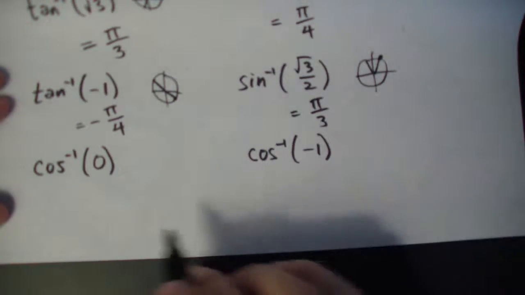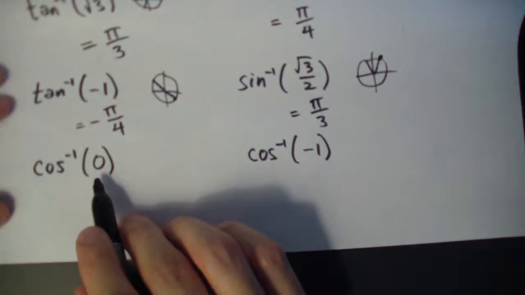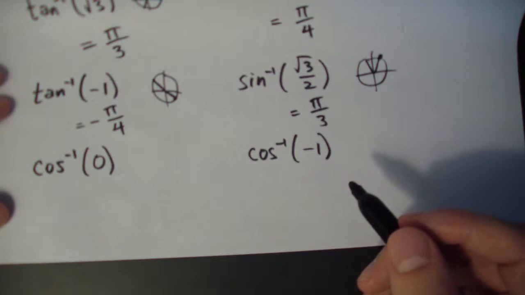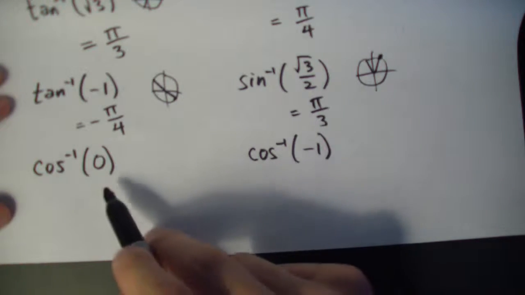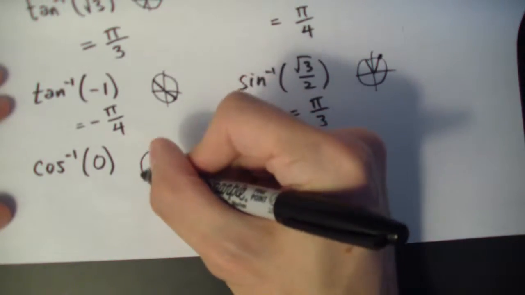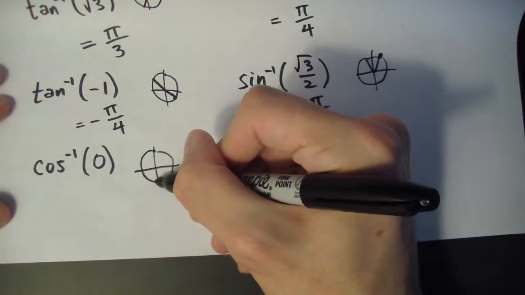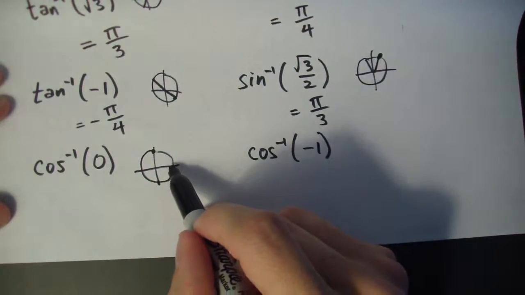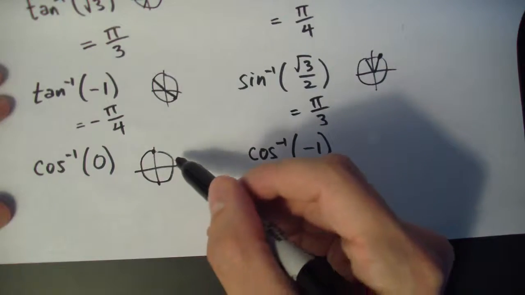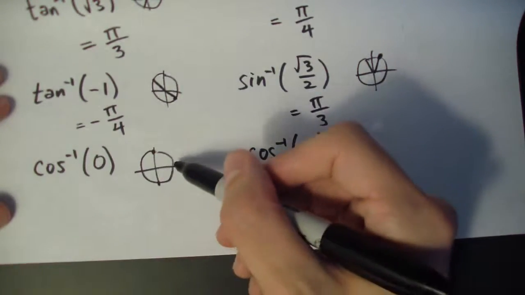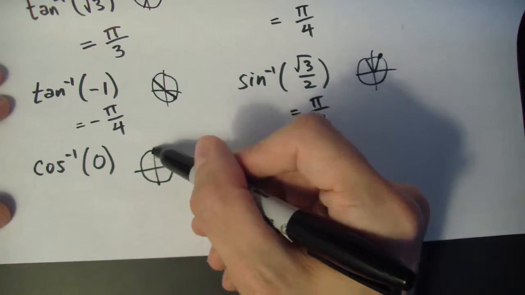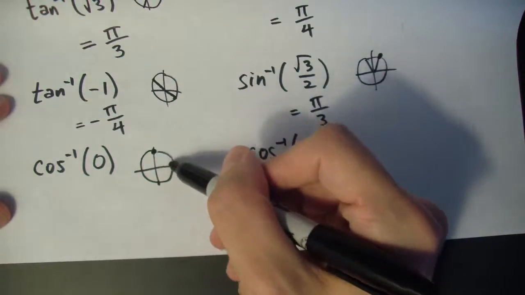All right, to finish up, what about inverse cosine of 0? So let's think about that. Cosine is equal to 0 on the y-axis, but because inverse cosine has a range of 0 to pi, we're going to want this top one, and that's going to be at pi over 2.